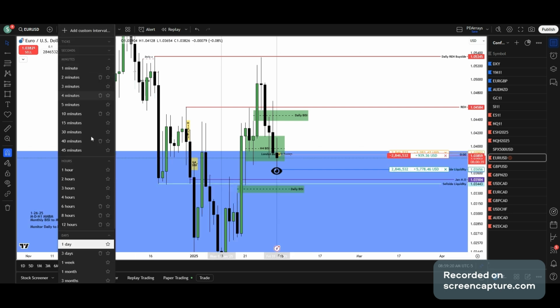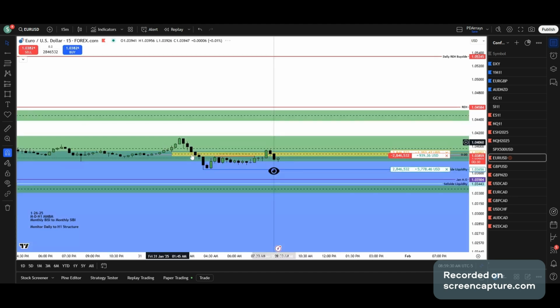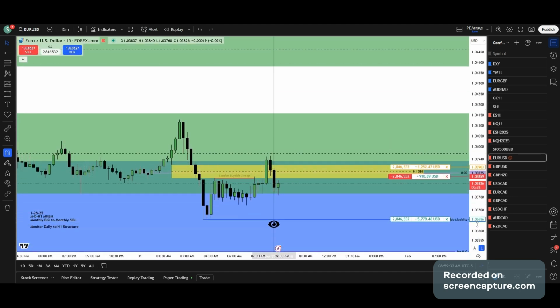Let's drop back down to the hourly. We can see that the hourly CIBI is still holding up. Let's drop down to the 15-minute now. This is interesting here. You can see this big green up close candle, and then we had this series of two large range down close candles, these two black candles here.